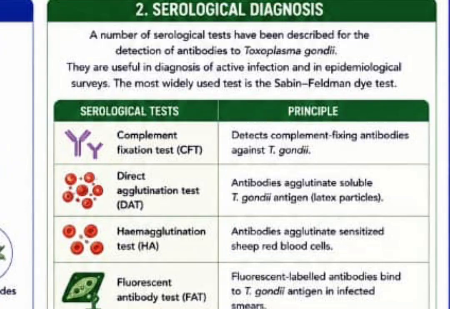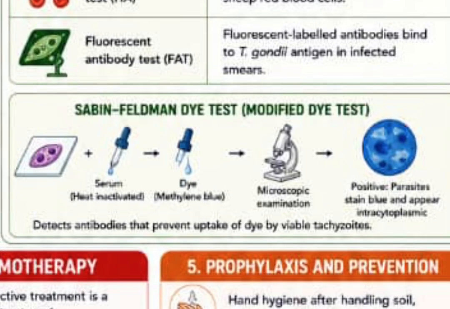want to take and put it in a petri dish, and when you put it in a petri dish on a slide, you know what you do? You now add what we call a methylene blue stain. We call it the Sabin-Feldman dye test. So when you put it in a petri dish, you now put your serum there. After putting it in a petri dish, you put your serum. When you put your serum, you put your methylene blue.